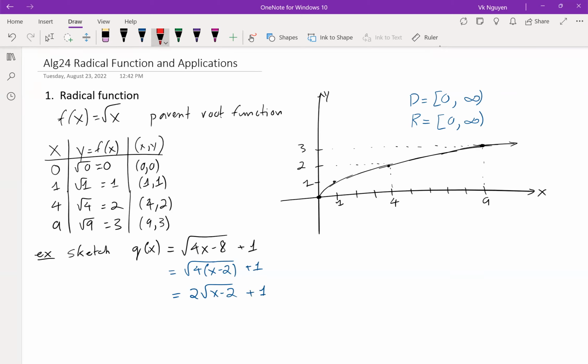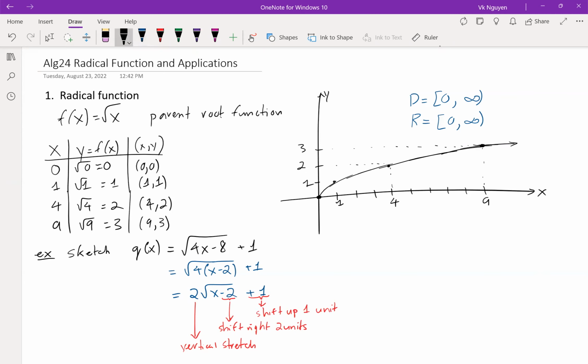And then we're going to use translation. Number 2 tells us to vertical stretch. That means the slope is getting steeper. Minus 2 tells us to shift right 2 units. Plus 1 tells us to shift up 1 unit.